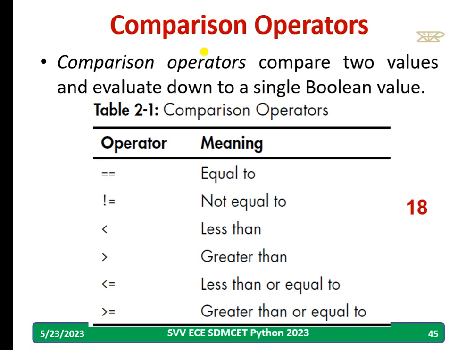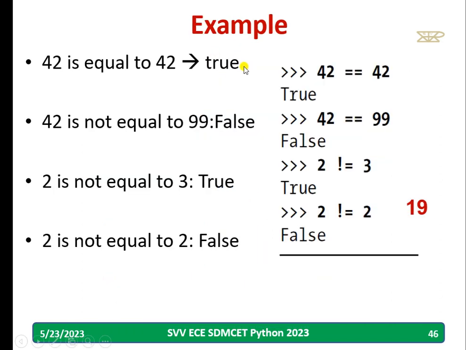Comparison operators we have: equal to, just for comparing A equal to B, or not equal to, A is not equal to B, C is less than D, K is greater than P, something like that, we can compare. Pause the video and go through all the comparison operators. Example, 42 is equal to 42. When I check, the answer will be True, with capital T. And 42 is equal to 99? No, both are not the same, therefore False. Similarly, 2 is not equal to 3? Yeah, both are not equal, True. 2 is not equal to 2? No, both are equal. That's why it is False.